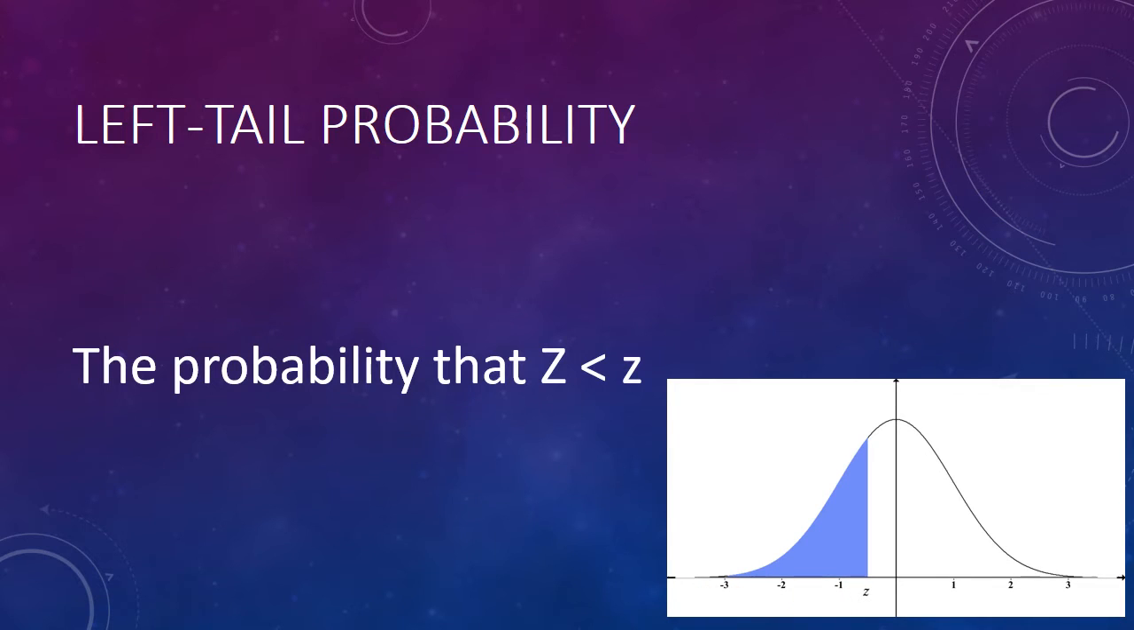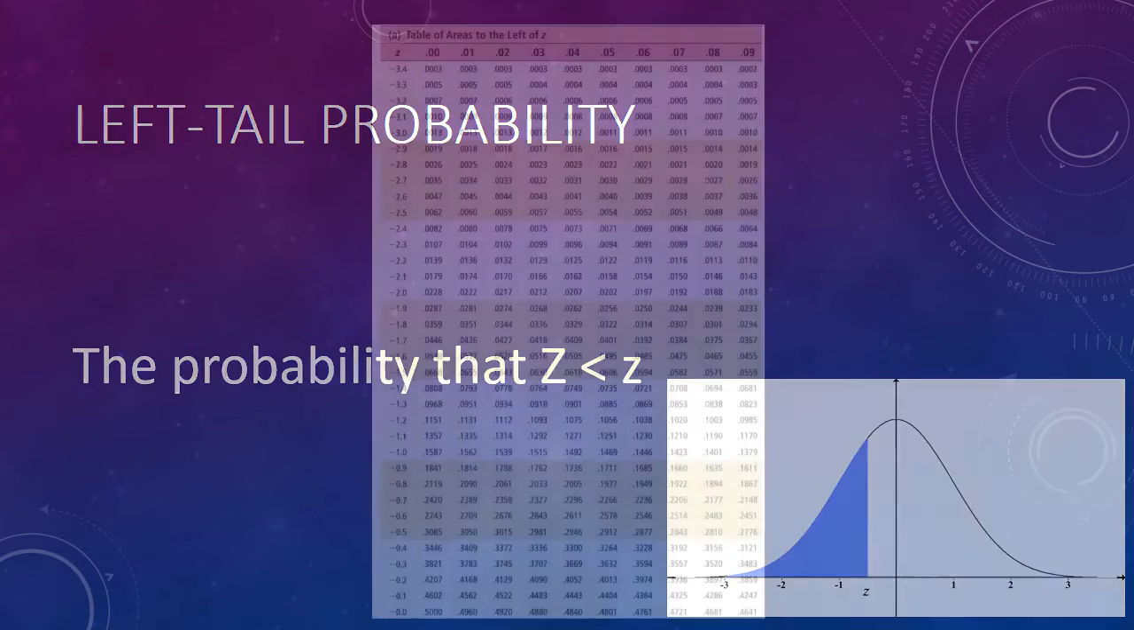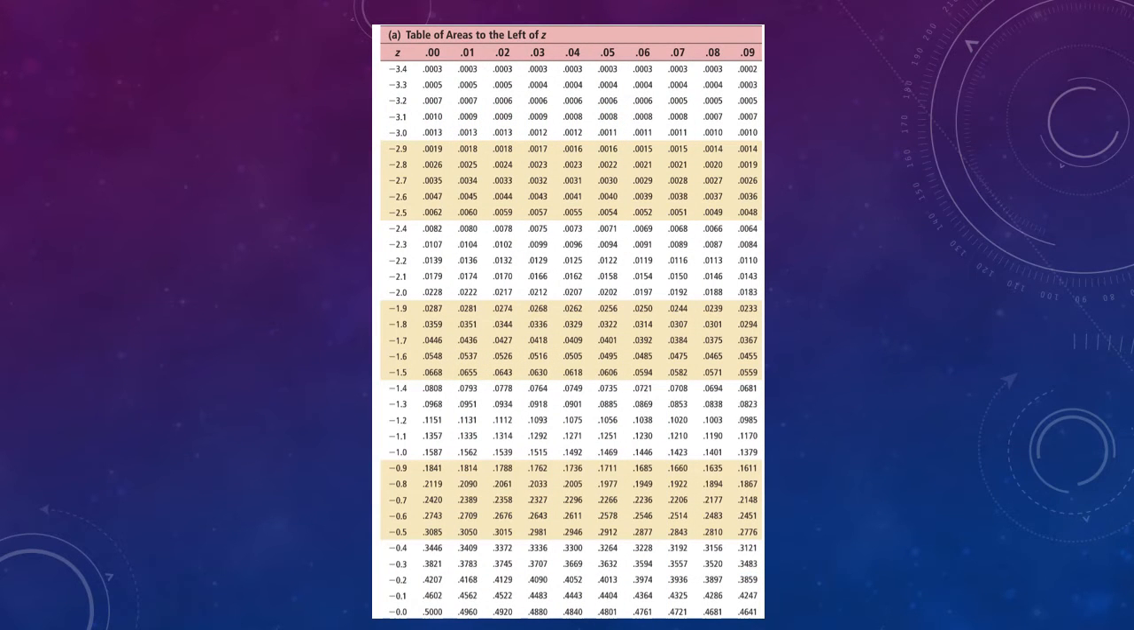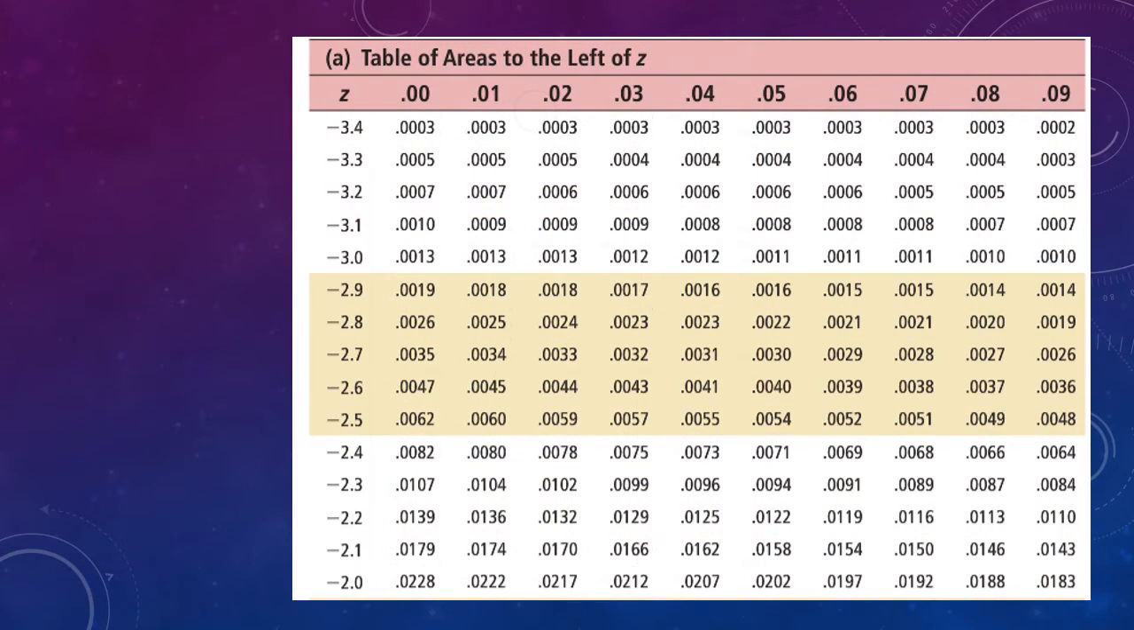Left-tail probabilities you can look up directly from the table because the table shows all of the left-tail probabilities. You use the rows to find the ones and the tenths digit, and then you find the column for the hundredths place. Let's find the probability that a standard normally distributed variable z is less than negative 2.25.